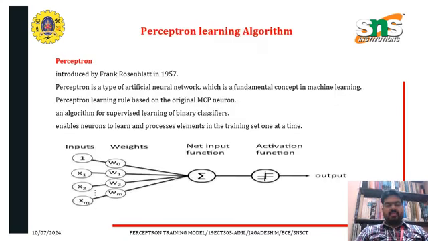So, Perceptron Learning Algorithm. What is a perceptron? It was introduced by Frank Rosenblatt in 1957. Perceptron is a type of artificial neural network, which is a fundamental concept in machine learning. The perceptron learning rule is based on the original MCP neuron. It is an algorithm for supervised learning of binary classifiers that enables neurons to learn and process elements in the training set one at a time. So here we have the input data, weights, net input function, activation function, then output. So this is the process model.